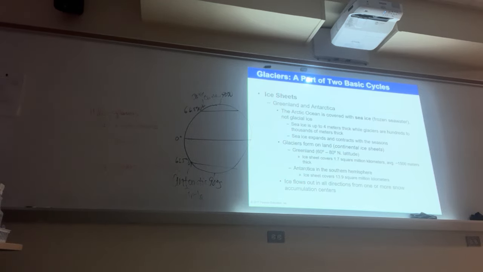Greenland and Antarctica are both there. You can see the differences in their sizes, 1.7 million square kilometers versus 13.9 million square kilometers. So Antarctica is obviously our largest glacier. Ice flows out in all directions from one or more snow accumulation centers.